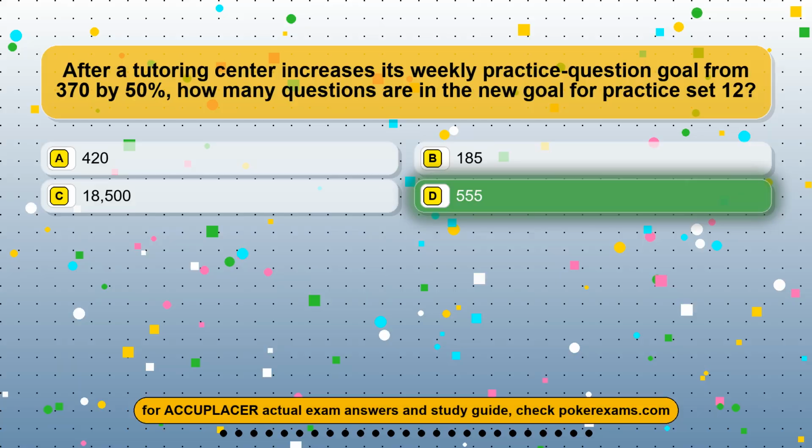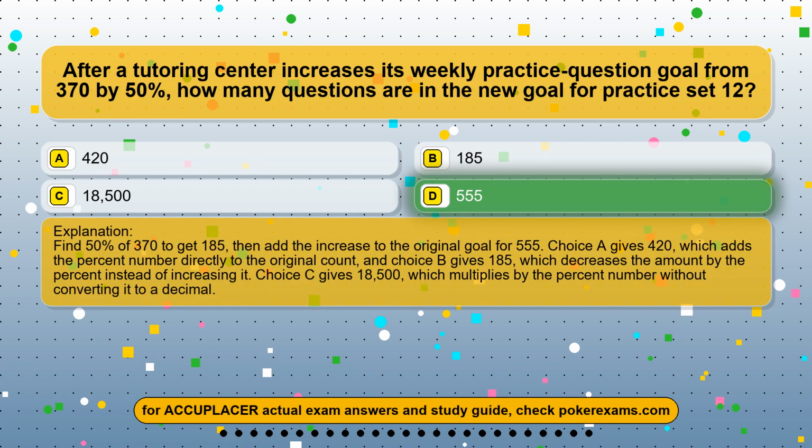The correct answer is option D, 555. Find 50% of 370 to get 185, then add the increase to the original goal for 555. Choice A gives 420, which adds the percent number directly to the original count, and choice B gives 185, which decreases the amount by the percent instead of increasing it. Choice C gives 18,500, which multiplies by the percent number without converting it to a decimal.